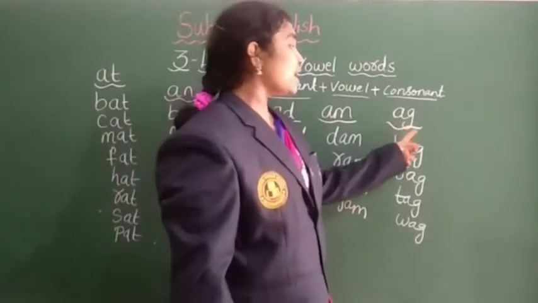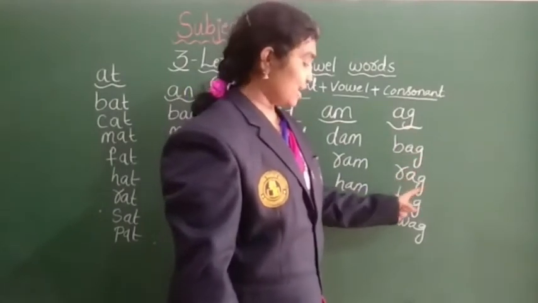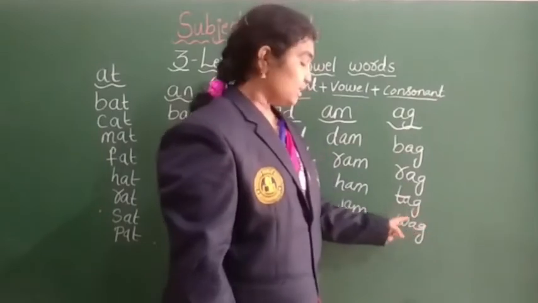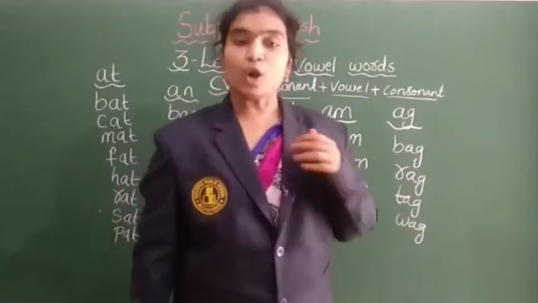Next, AG words. B, A, G, bag. R, A, G, rag. T, A, G, tag. W, A, G, wag. Okay, children? Have you understood?